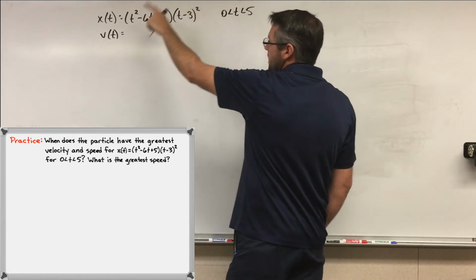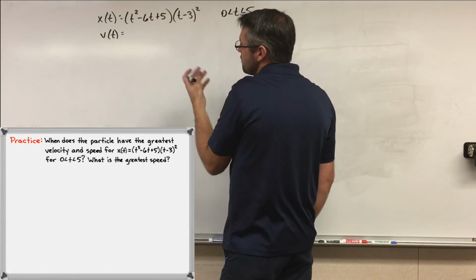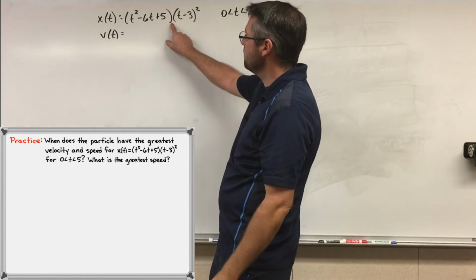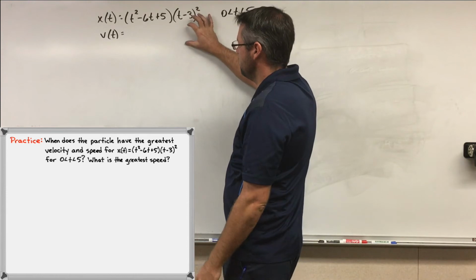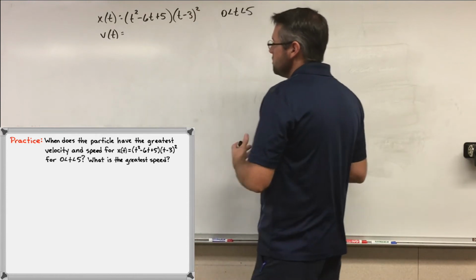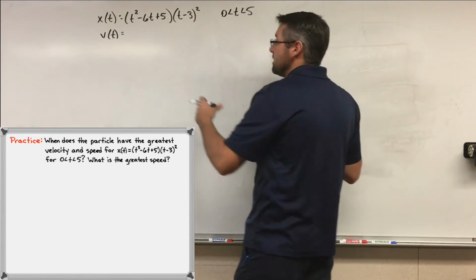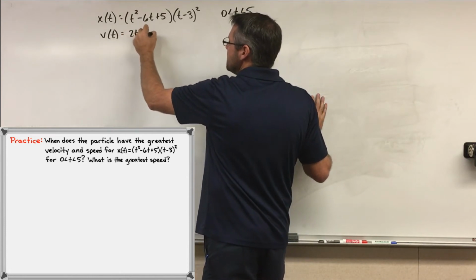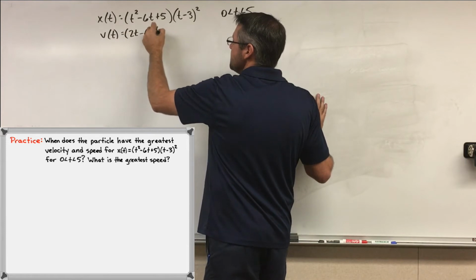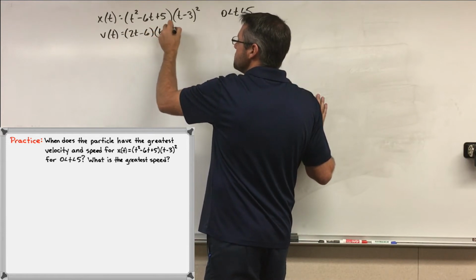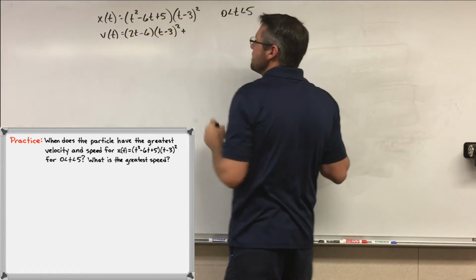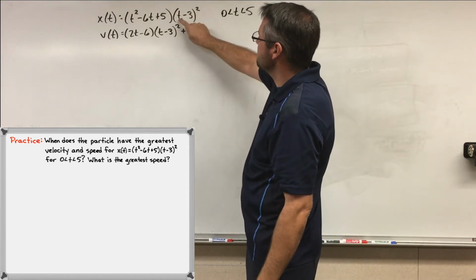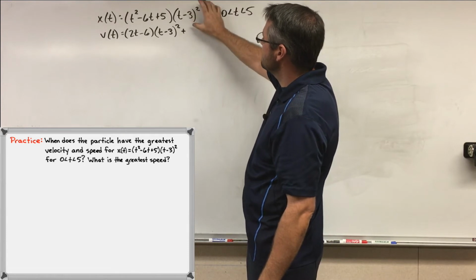I could multiply all this out and then take the derivative, or I can use a combination of the product rule and the chain rule, okay? So I'm going to do that just for the purposes of practicing. So using the product rule, the derivative of the first thing is 2t minus 6, and then times the second thing, which is t minus 3 squared, and then plus the derivative of the second thing.